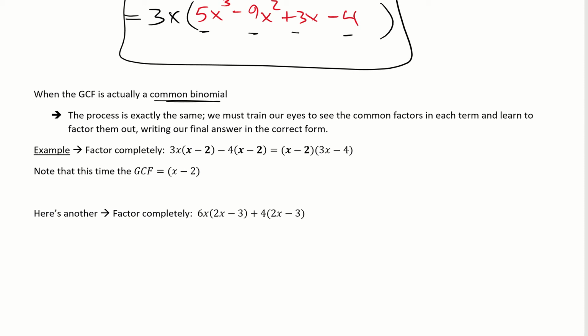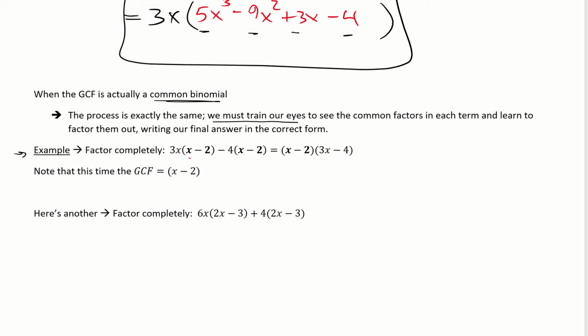The process, as you can see in my notes, is exactly the same. We must, and I really must emphasize, we got to train our eyes through practice. You got to practice enough problems. You got to be able to see the common factors in each term and learn how to factor them out. It's a process, okay? But this is unique because in this example here, you have a common factor that is not like an x or a 5 or a 12.